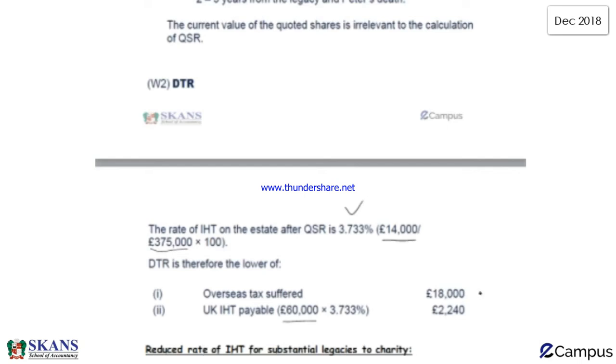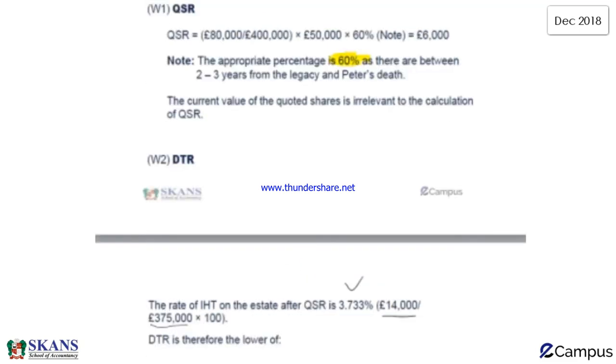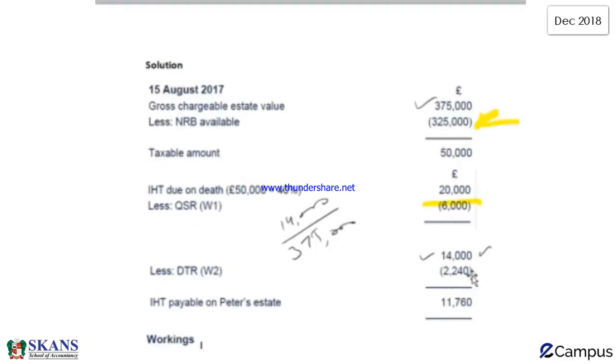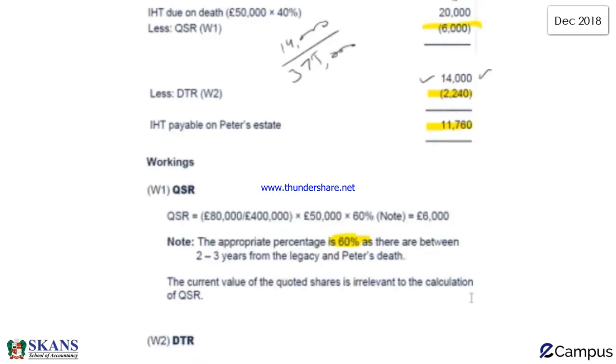So the tax which we suffered on overseas property at UK is double to 40, and at overseas country was 18, and lower of both is certainly 18, and so that's why lower of both will be certainly double to 40, and that's why we have deducted double to 40, and IHT payable on Peter's death is 11,760.